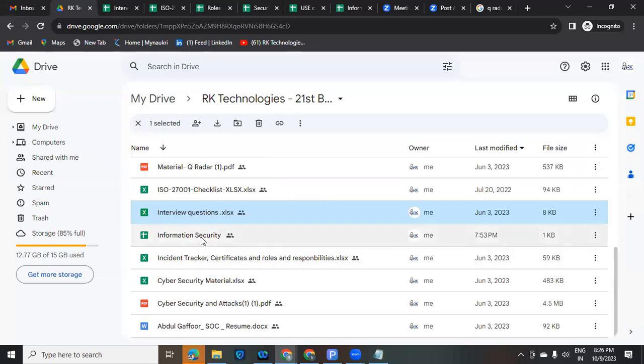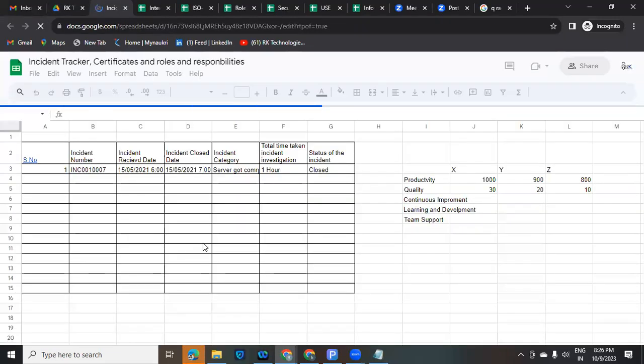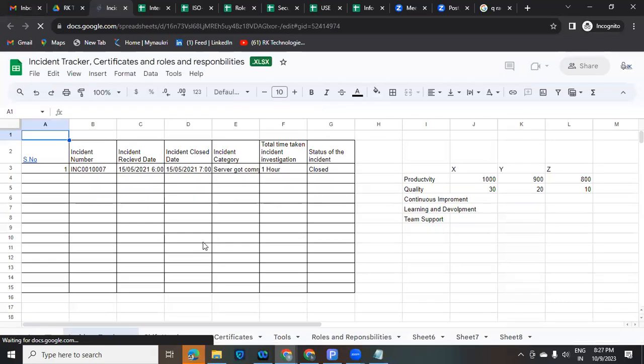Next one is information security. This one I just now created to take the online classes. Next one is the incident tracker. This one I did not explain yesterday or the day before yesterday. Once I conduct the offline class, I'll explain there what the incident tracker is.